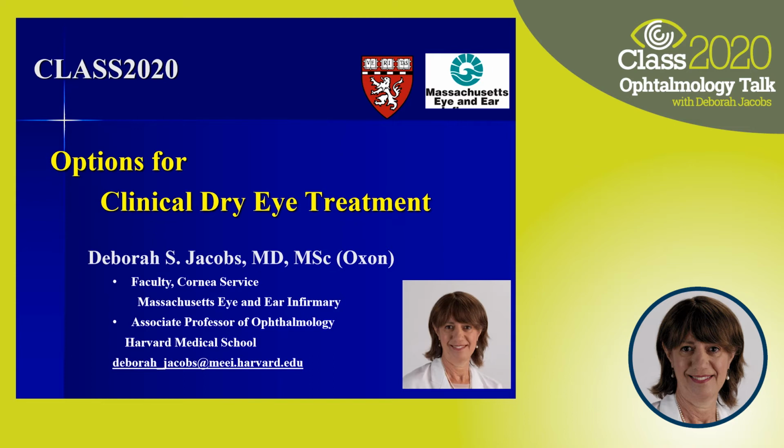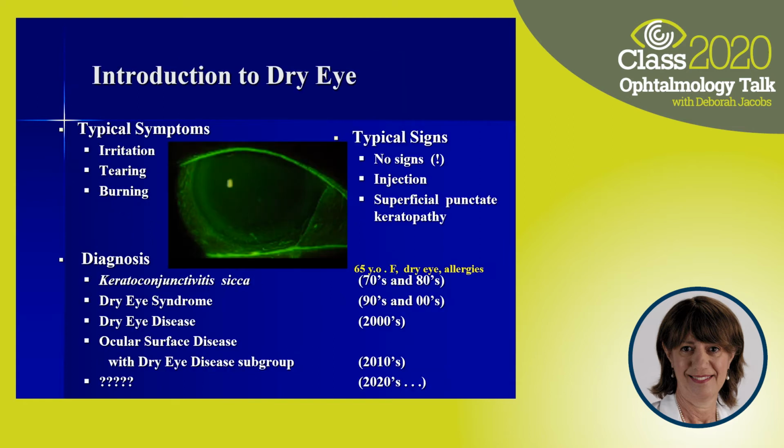My topic is options for clinical dry eye treatment. Dry eye patients show up in our offices with typical symptoms such as irritation, tearing, burning. They may have no signs, their eyes might be red, and typically we look for staining of the surface and superficial punctate keratopathy. The name for this collection of signs and symptoms has evolved over time.